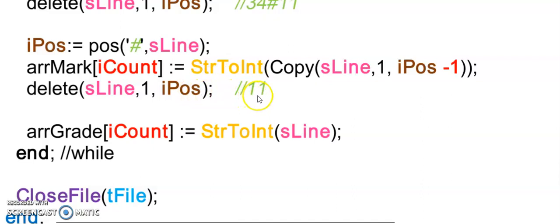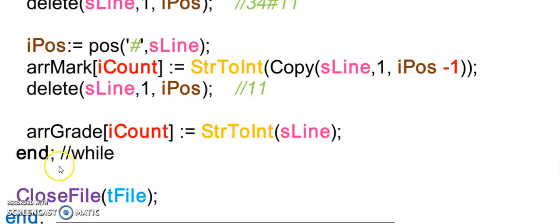But now you will see there's no hash to find anymore. So for this last line, I don't need an iParse, I don't need a copy, and I don't need a delete. All I'm going to do is, 11 is what's left in my line, and I'm just going to string to int S line, and I'm going to store it in array grade iCount. So this would be storing, at this point, the 11 in array grade 1. And here is the end of my while loop.